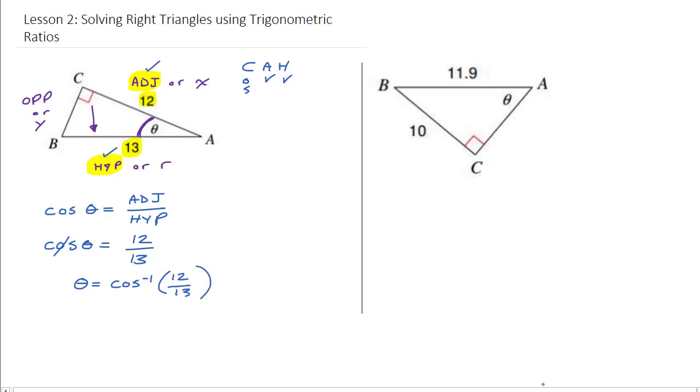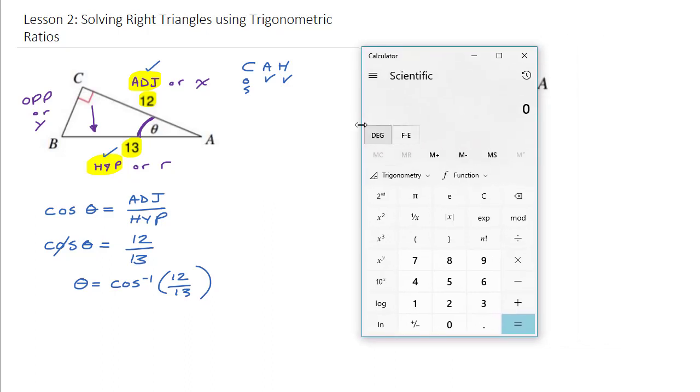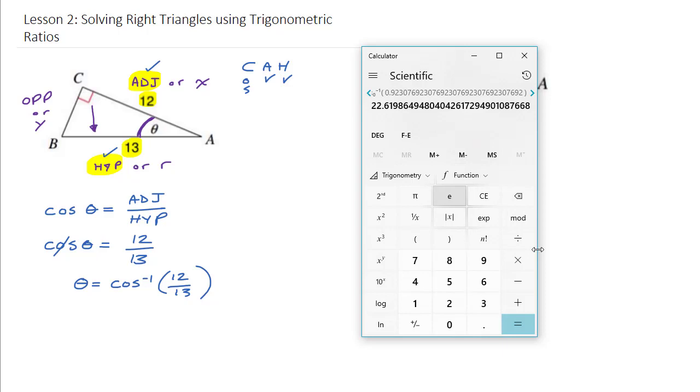Now, how are we going to do that? Well, we got to get our calculator out, and first we want to make sure we're in degrees, not radians. My calculator here shows degrees right there, so I'm good. So what's 12 divided by 13? In your calculator, you might have to do the second cos first and then do that. In this calculator, I have to do the 12 divided by 13 first. Then I'm going to go trig functions here, and I have to go second cos. There we go. And we get 22.6.